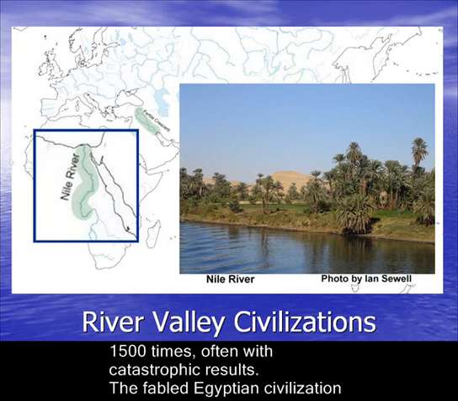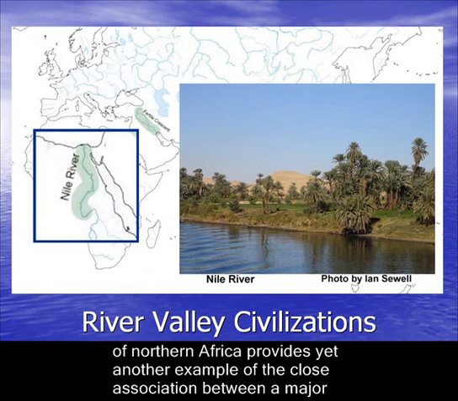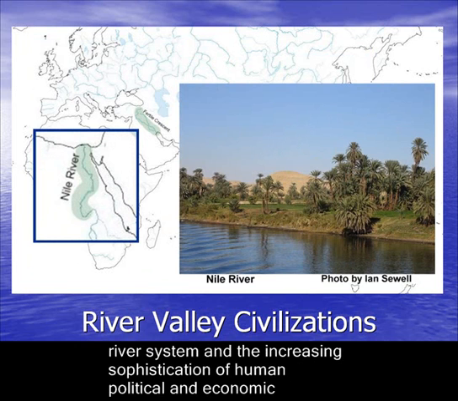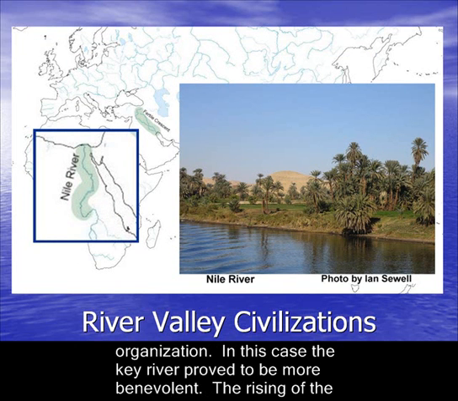The fabled Egyptian civilization of northern Africa provides yet another example of the close association between a major river system and the increasing sophistication of human political and economic organization. In this case, the key river proved to be more benevolent.